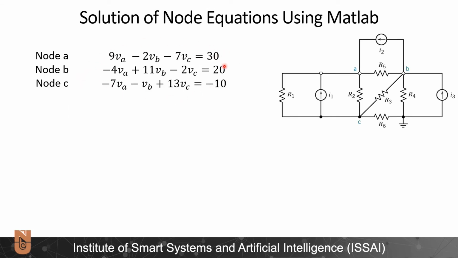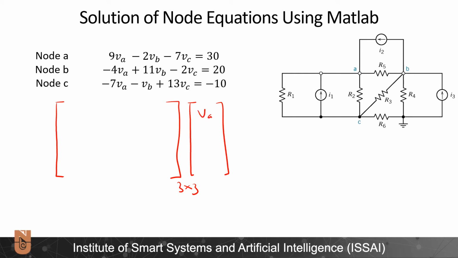The equations for nodes A, B, and C are shown here. It will not be very easy to solve this using paper and pencil. One way to solve it would be using Matlab. In order to do this, we need to first write these equations in matrix form. So I create here my matrix, which will be a 3 by 3 matrix. Here I have a vector of my unknowns. Here they are VA, VB, and VC. And on the right side, I have my constants, 30, 20, and minus 10.